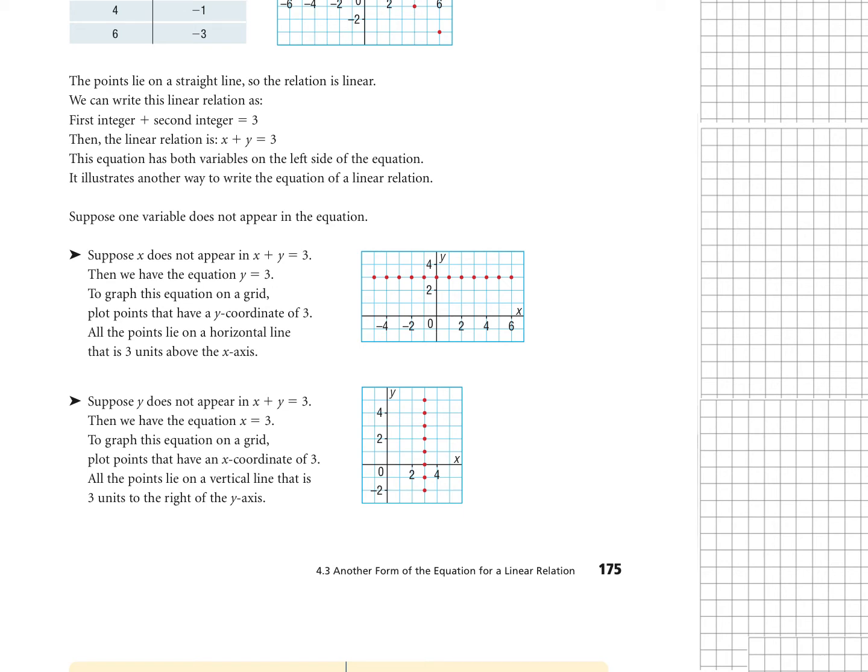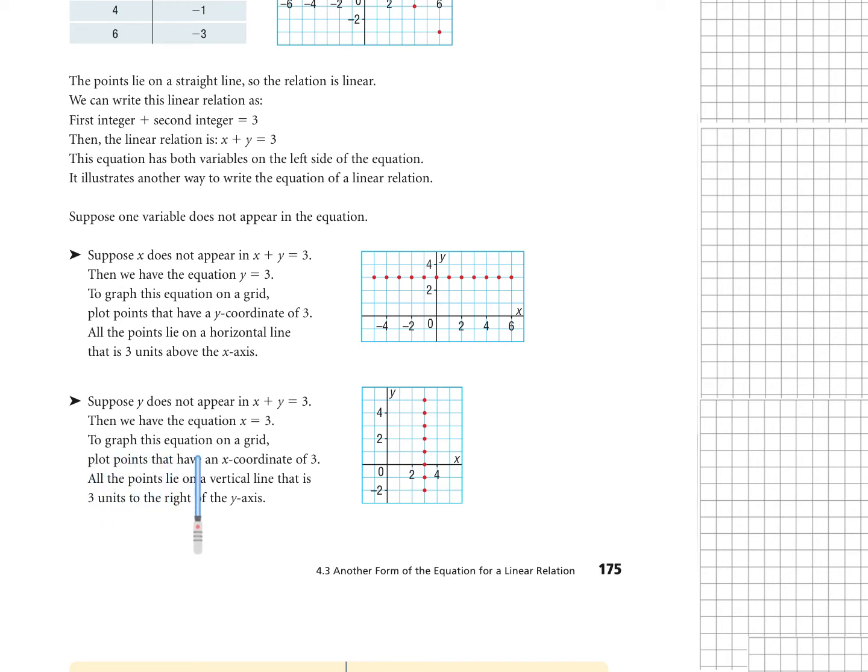Suppose we didn't have a y value. Suppose y does not appear in the x plus y equals 3 equation. Then we have the equation that x is equal to 3. To graph this equation on a grid, plot all the points with an x-coordinate of 3. So here we have a graph, 1, 2, 3. Here's the third spot on our x-axis. And now this forms a vertical line going straight up and down that goes through our x-axis right at point 3.